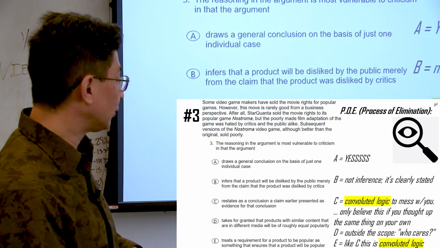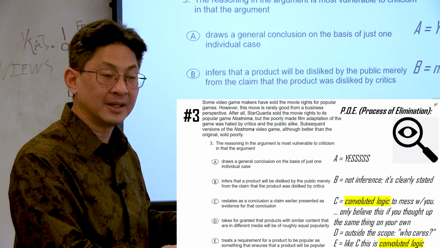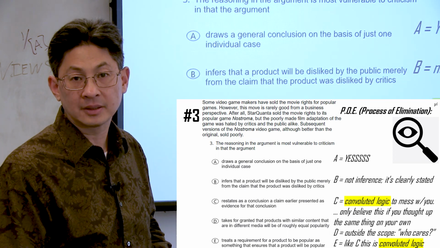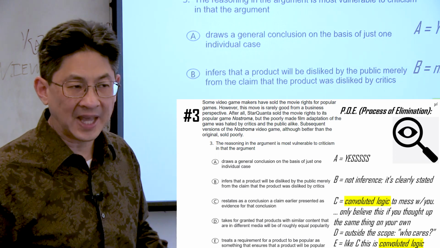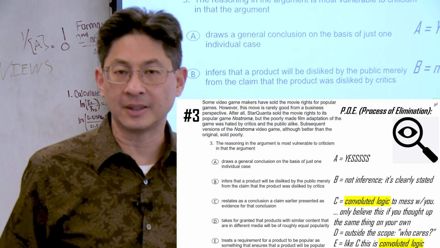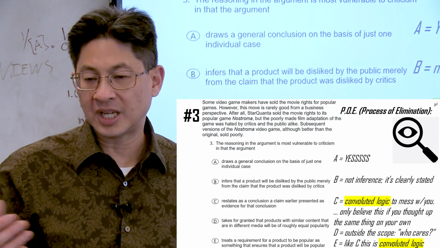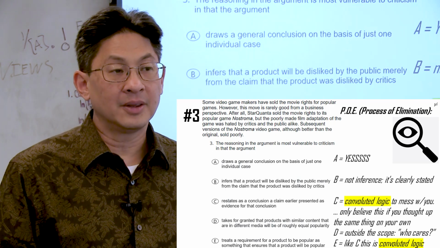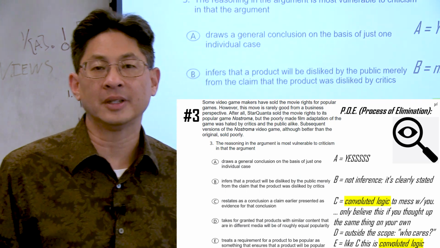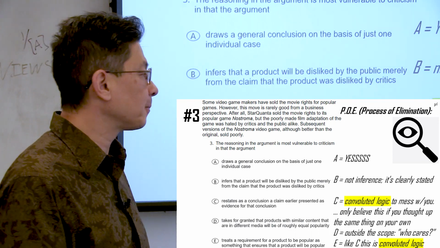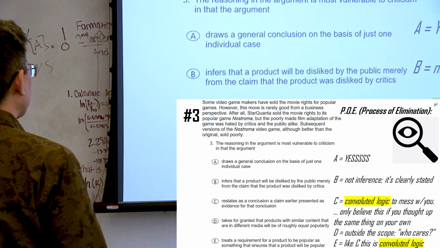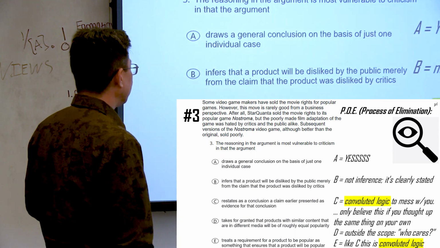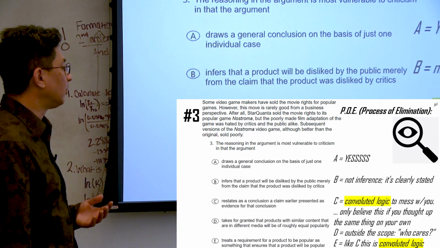If you predicted the right answer and it kind of lines up with C, now you're onto something. Now it's possible that C is correct. But without that, do not be tempted by C. If what you came up with by yourself does not come close to C, then just write it off as being convoluted logic, weird logic, crazy logic. C is wrong. D says, takes for granted that products with similar content that are in different media will be of roughly equal popularity.